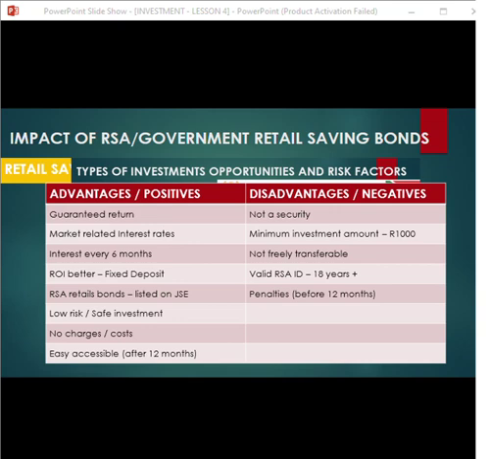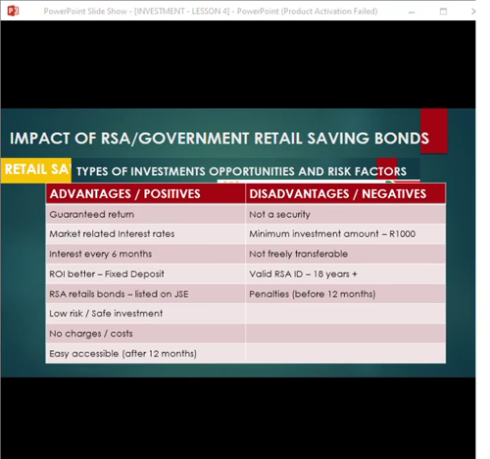If we look at the other disadvantages, you cannot use it as security to obtain a loan from a bank. You have to invest a minimum of R1,000 in this retail bond, and that's sometimes difficult for small investors to gather that amount of money. Retail bonds are not freely transferable amongst investors. If it's your retail bond, it's not freely transferable.